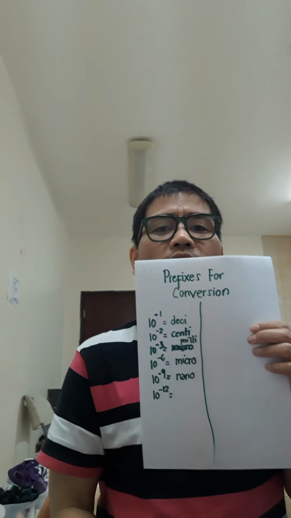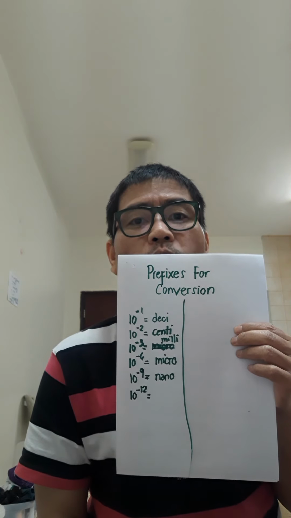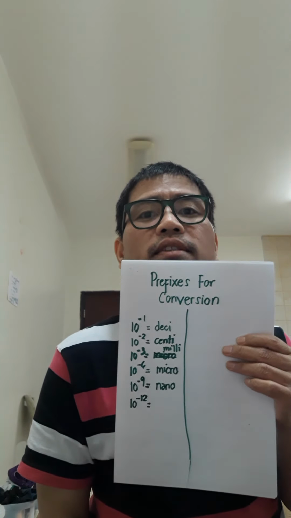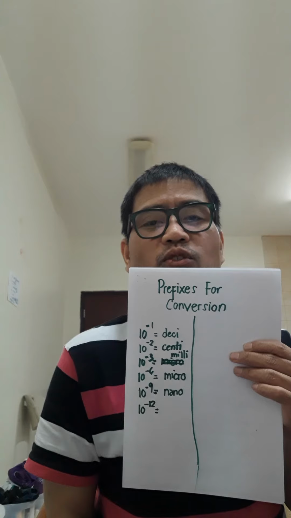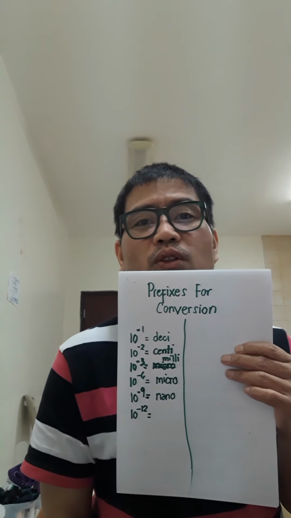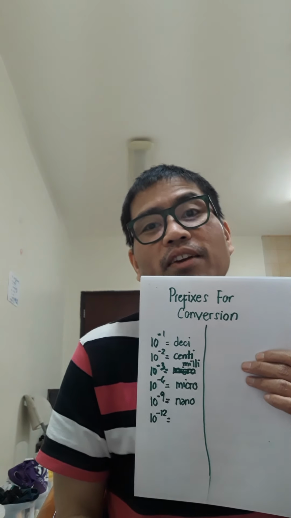10 to the negative 12 is pico. This is not usually used nowadays, the pico. This is 10 to the negative 12. That's too many zeros, but sometimes it will be used in problem solving, though rarely. When the exponent becomes higher, it's rarely used. This is only to give you information. 10 to the negative 12 will be pico.